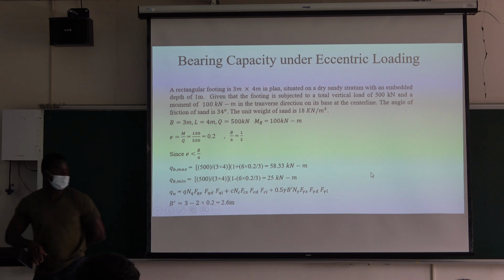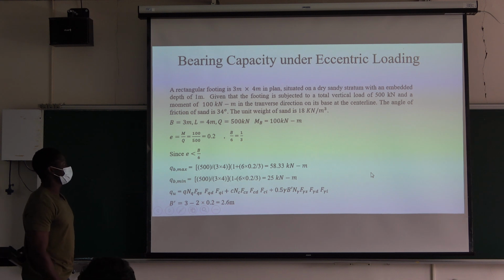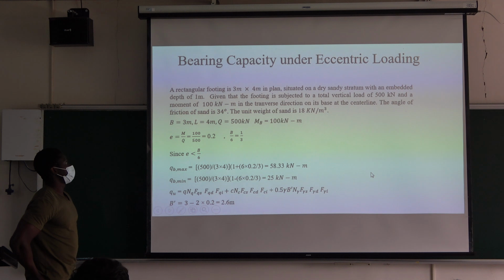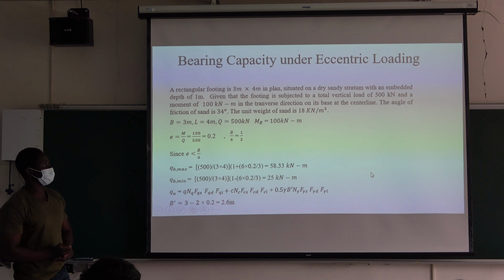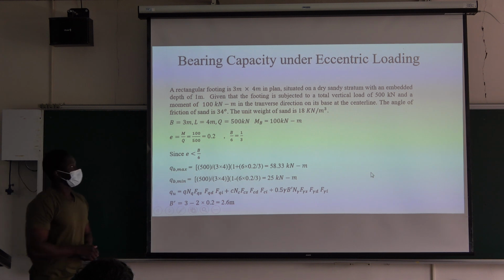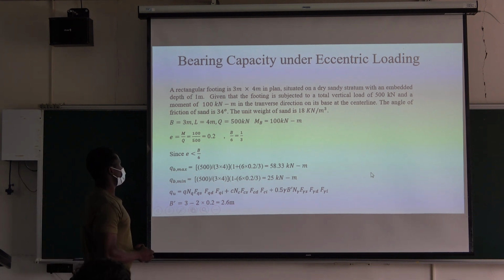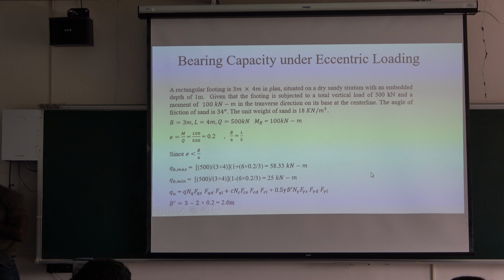Okay, so next, we have a very simple problem trying to use the eccentricity to solve our bearing capacity problem. It says a rectangular footing is 3 meter by 4 meter in plan, situated on a dry sand stratum with an embedded depth of 1 meter. So the depth of the foundation is 1 meter. Given that the footing is subjected to a total vertical load of 500, so the loading on our footing is 500 kilonewton, and the moment is 100 kilonewton per meter in the transverse direction, so it's like this. On each base at the center line, the angle of friction, so we already get our angle of friction and the unit weight.